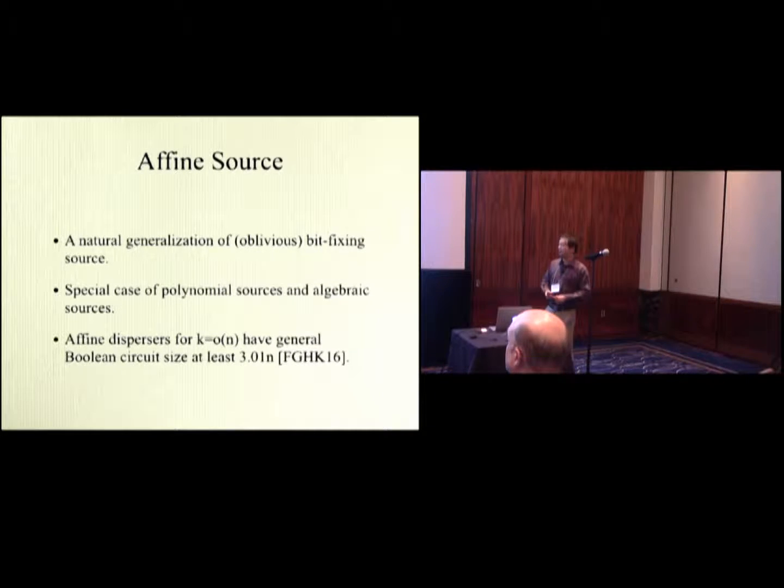And as some of you may have already seen in the previous talk this morning, affine dispersers for this small dimension have the best known circuit lower bounds of 3.1n. This is one of the papers in this line. Okay.